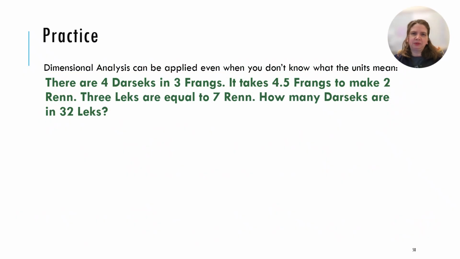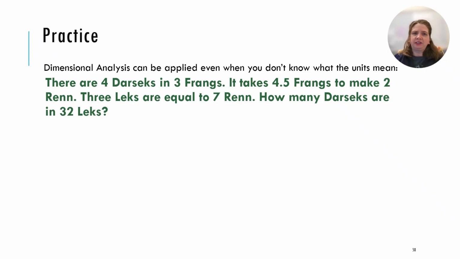Dimensional analysis works even when the units are unfamiliar. Let's solve a problem using fictional units so we can focus on the logic and process. There are 4 darsecs and 3 francs. It takes 4.5 francs to make 2 ren. 3 leks are equal to 7 ren. How many darsecs are in 32 leks?